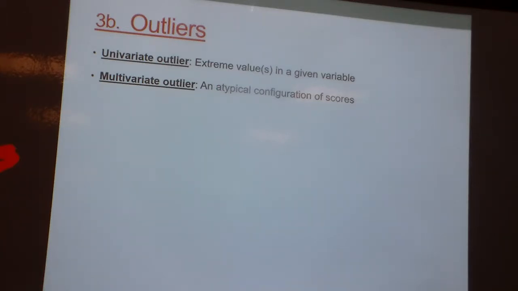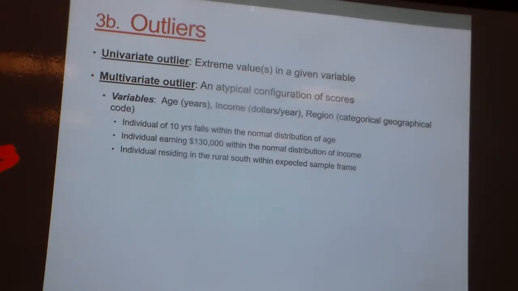Outliers, we talked about univariate outliers. Extreme values on a variable, so univariate outliers, we've talked about this a lot. What we haven't talked about really is multivariate outliers. Multivariate outliers are going to involve configurations of scores that are weird, okay? Individually, the scores might be fine, but when we put them all together, they start getting funky, okay?